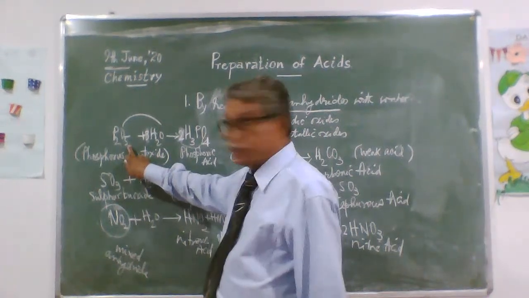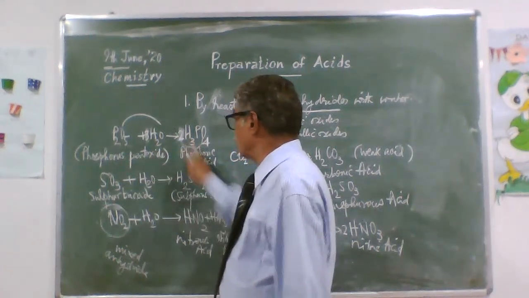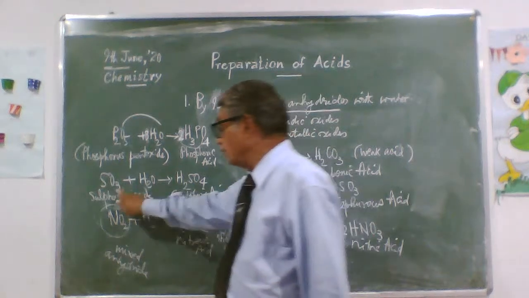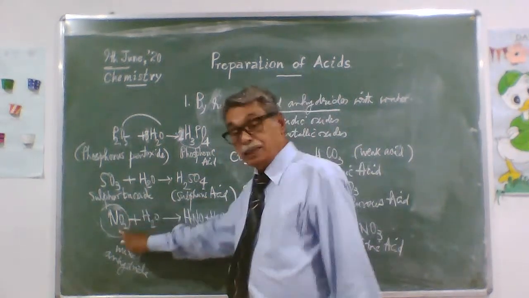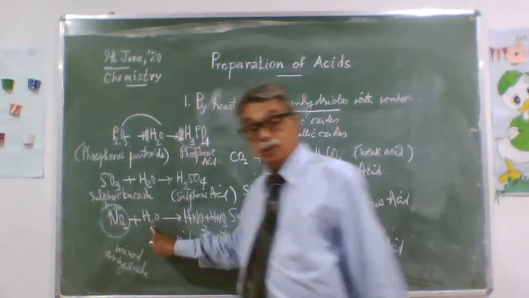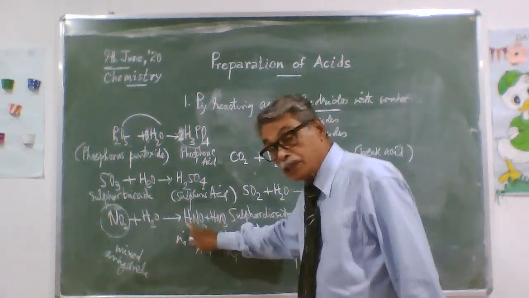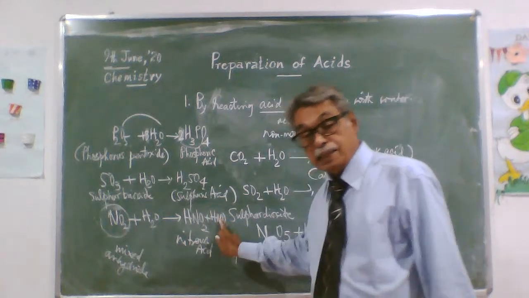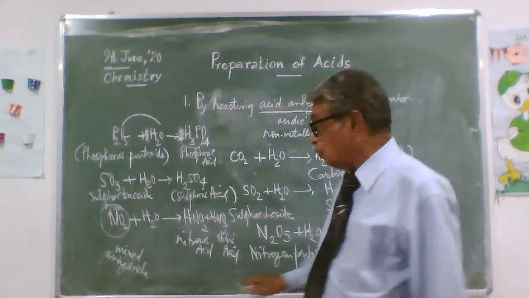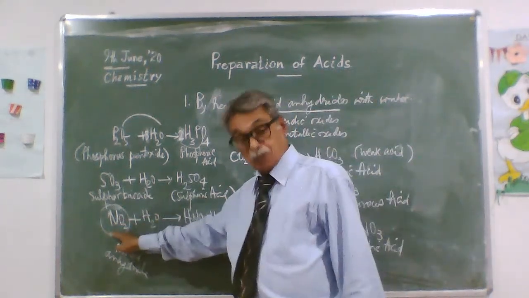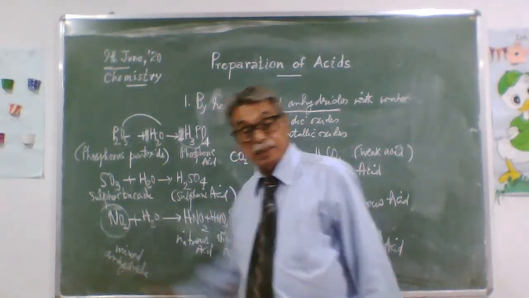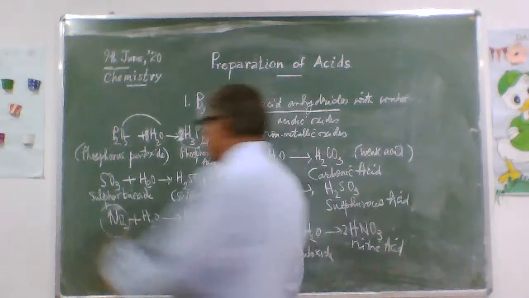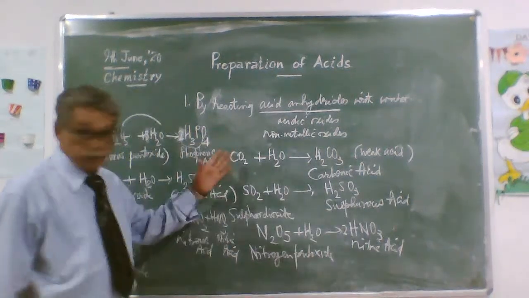Phosphorus pentoxide reacts with water, producing phosphoric acid. Sulfur dioxide and water react producing sulfuric acid. Nitrogen dioxide and water react producing a mixture of nitrous and nitric acids. So, nitrogen dioxide is called a mixed anhydride, a mixed acid anhydride. So, this is the method by which acids are prepared.